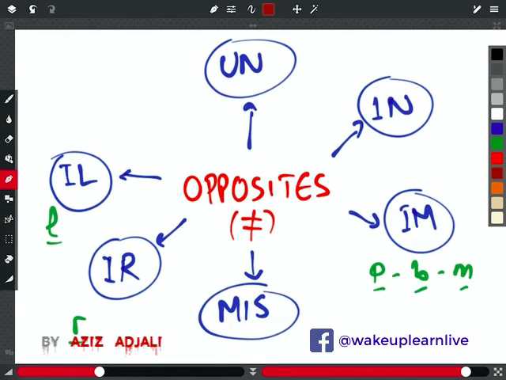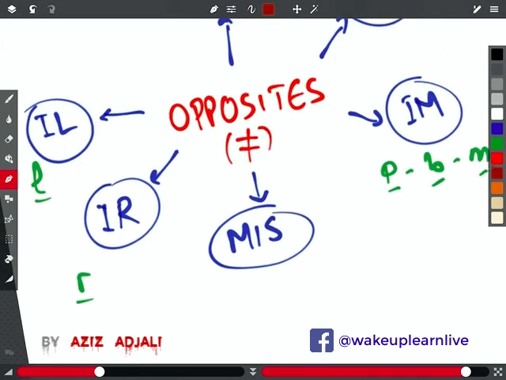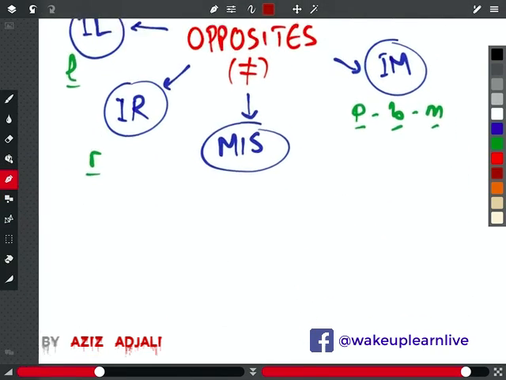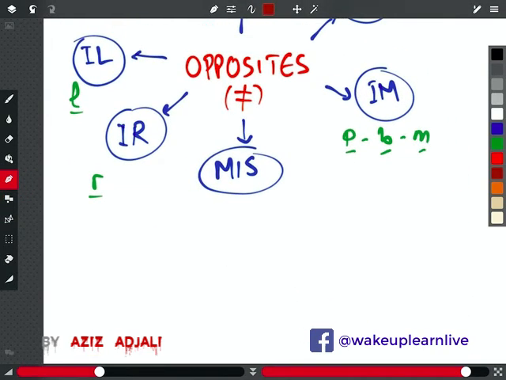Next we have others. Those are not prefixes but suffixes. For example, we have full and less. Okay, so if we have a word ending with full, the opposite is a word ending with less. For example, if I say hopeful, the opposite is hopeless.